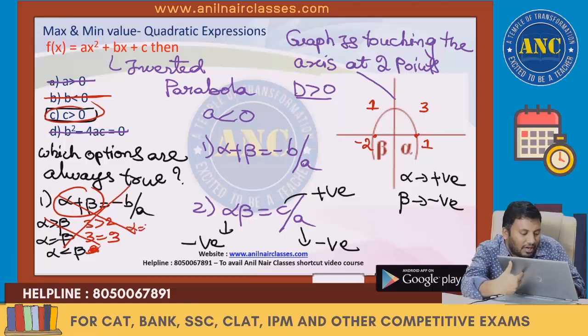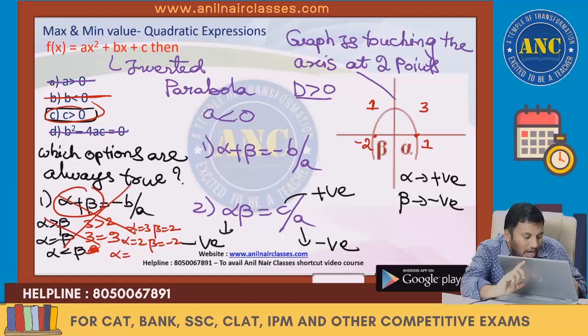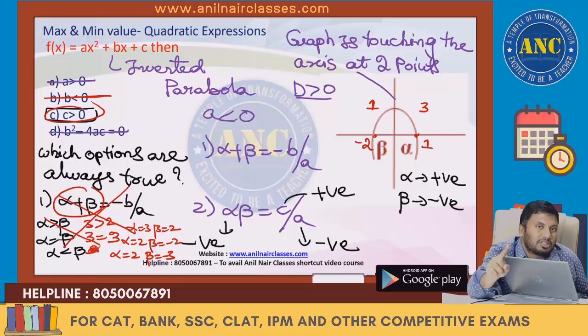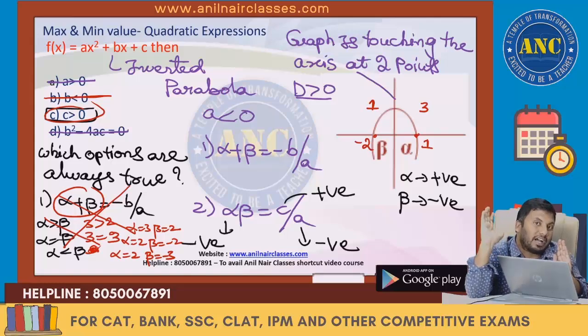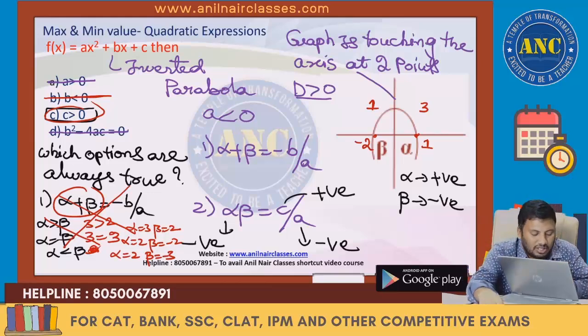If alpha equals 3, beta equals 2, alpha plus beta will be positive. Alpha equals 2, beta equals minus 2, alpha plus beta becomes 0. Alpha equals 2, beta equals minus 3, 2 minus 3 becomes negative. Alpha plus beta can become positive, 0, or negative. You cannot say the sign of alpha plus beta mandatorily; it could be positive, negative, or 0.